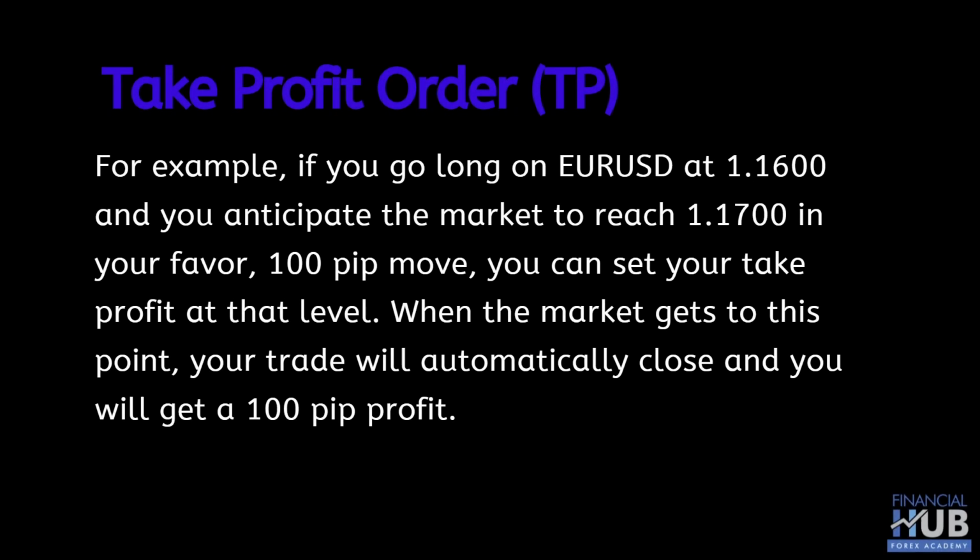For example, if you go long on EUR/USD, meaning you buy at the 1.1600 level and you anticipate the market to reach the 1.1700 level, which is a 100 pip move, you can set a take profit at that level. When the market gets to this point, your trade will automatically close and you will get a 100 pip profit. So just like the stop loss, this one is the opposite, such that it helps you take your profit out of the market.